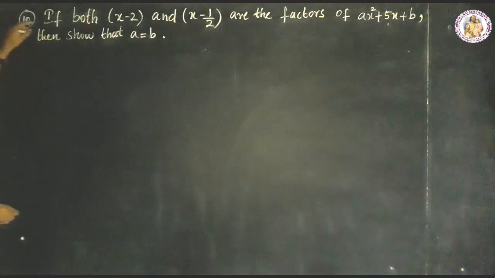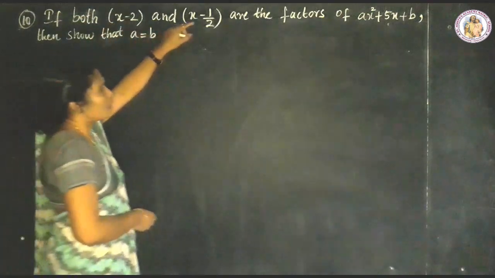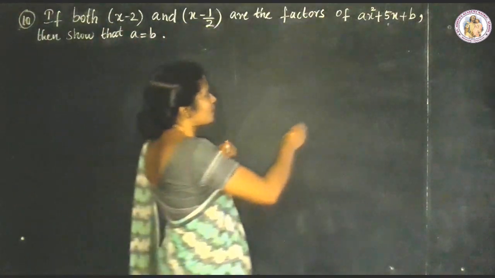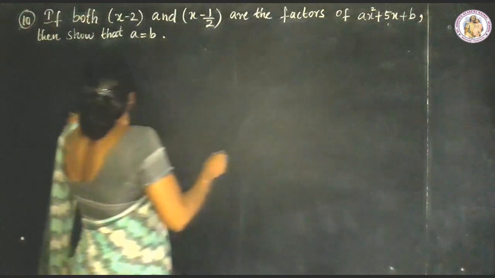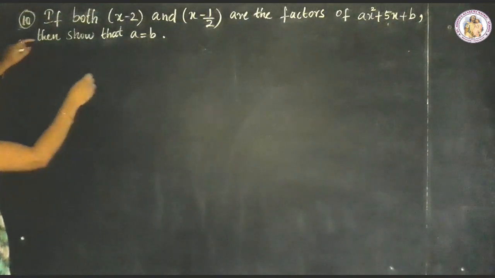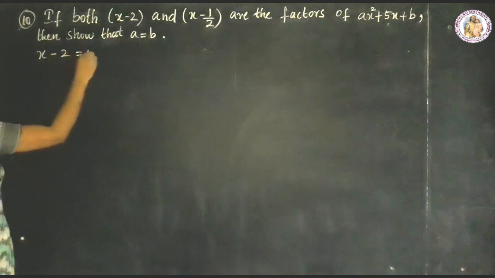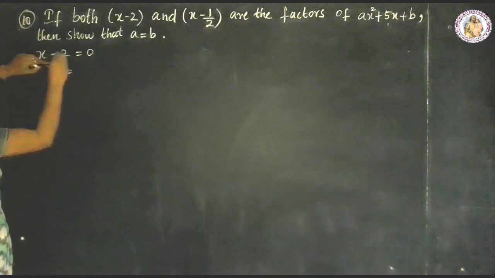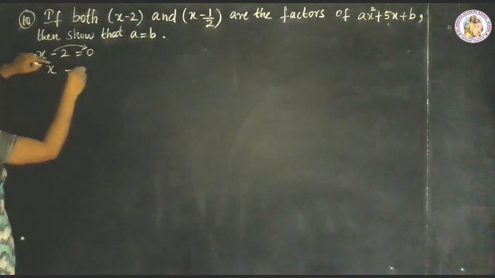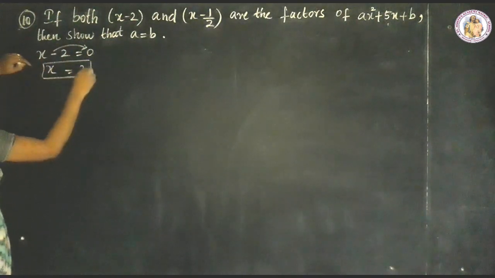Question number 10. If both x minus 2 and x minus 1 by 2 are factors of ax square plus 5x plus b, then show that a is equal to b. So now consider x minus 2 is equal to 0. So x is equal to minus 2; while it goes to the right side, it becomes plus 2. So x is equal to 2.